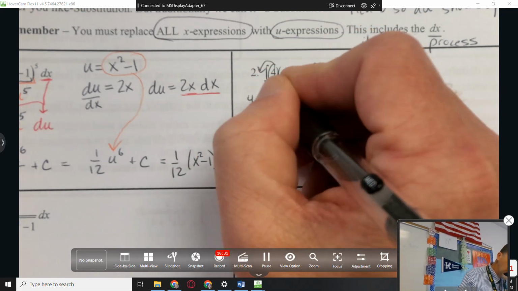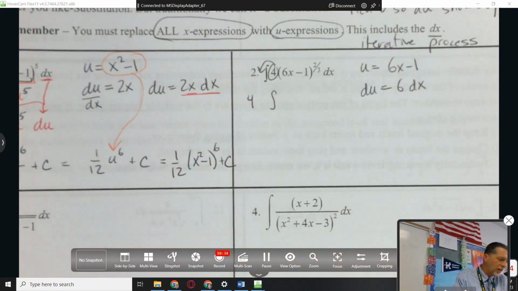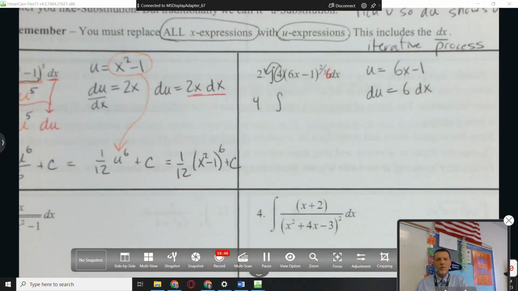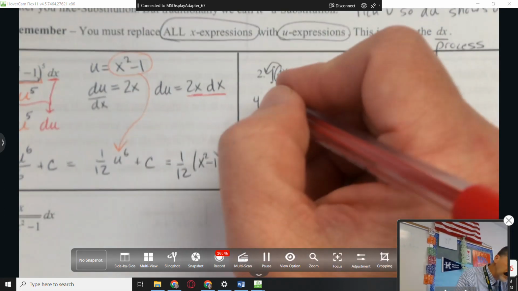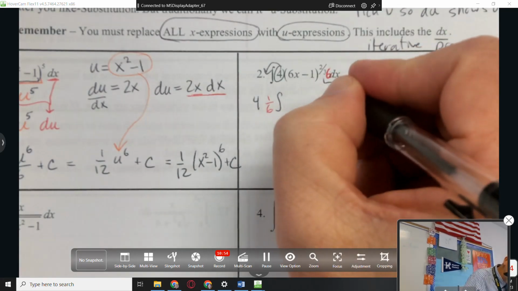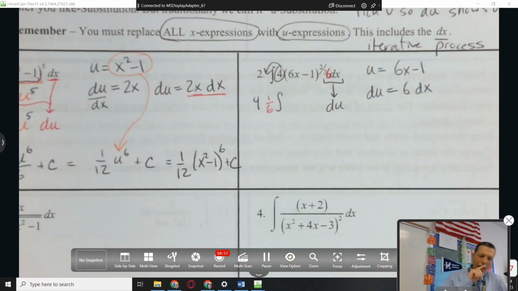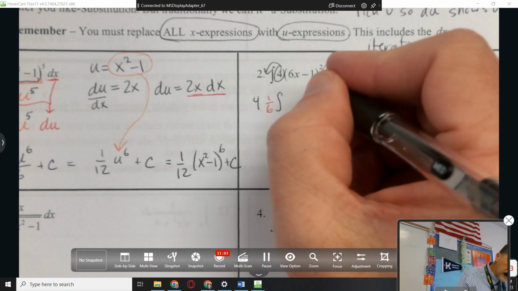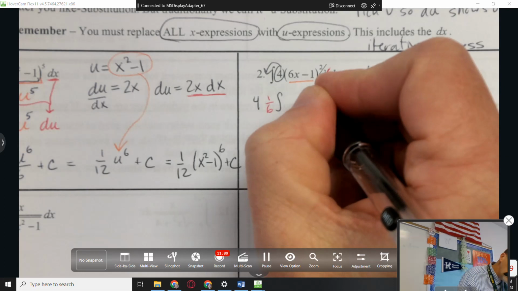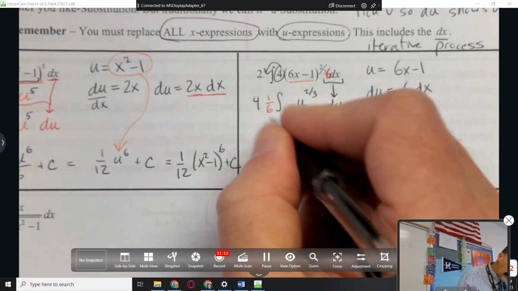So the 4 is out front. I'm going to leave room because I'm probably going to need something else out front, because I would like a 6dx to show up. So I can make a 6dx show up, but I can't just do that. If you multiply everything else by 6, I need a 1/6 out front to counter the 6 that I put in there. But that's a small price to pay so that du shows up. So basically you're putting 2/3 out front. Yes, that turns into 2/3. 6x minus 1 was the u. So I've got u to the 2/3. And I have a 2/3.